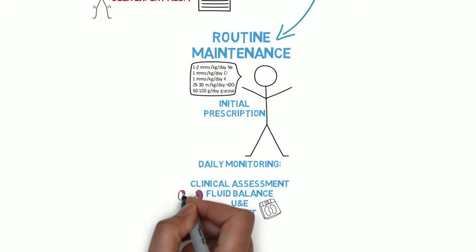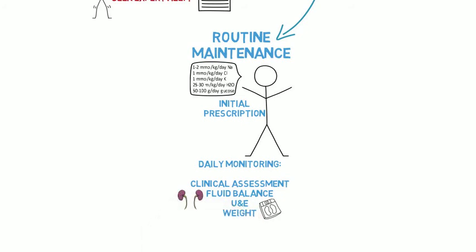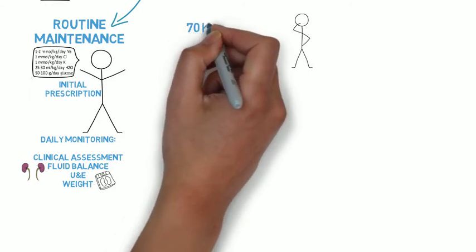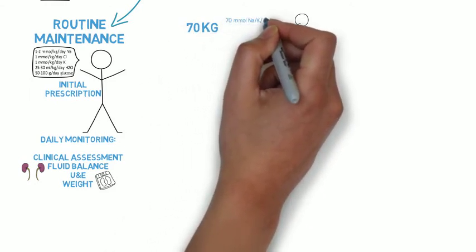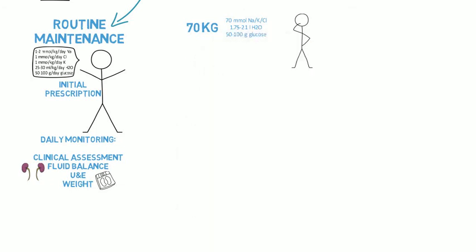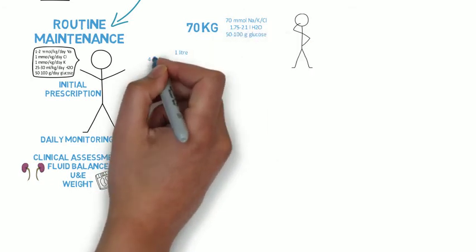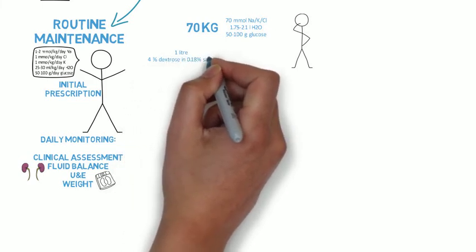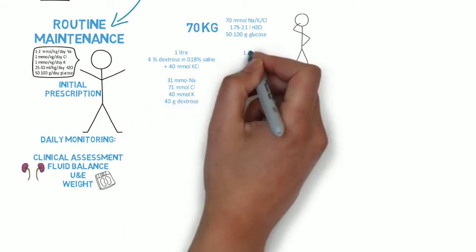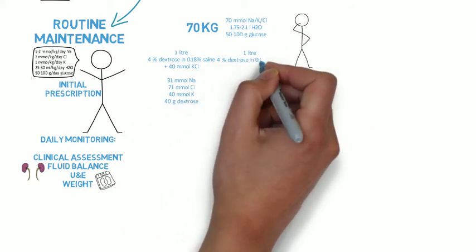Let's go through a worked example. A 70 kilo nil by mouth patient will require 70 millimoles of sodium, potassium and chloride in 1.75 to 2.1 litres of fluid with 50 to 100 grams of glucose per day. NICE recommends 4% dextrose and 0.18% saline for initial maintenance prescriptions. Taking this advice, we could consider prescribing 1 litre with 40 millimoles of potassium and a second litre with 20 millimoles of potassium to make up the first day's prescription.